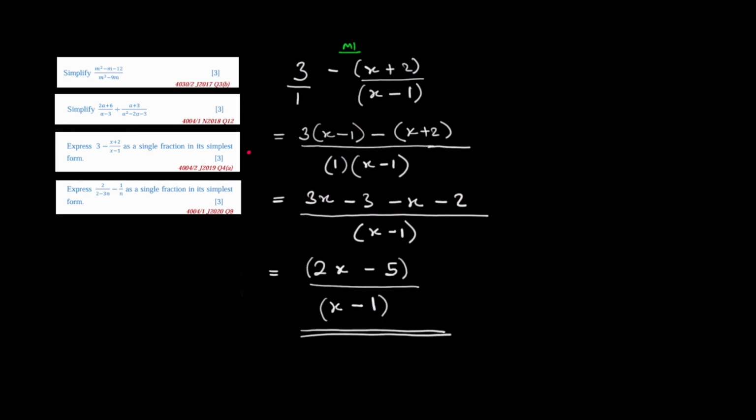So I recommend this first method that we did. It's straightforward. You just convert 3 into a fraction. How do you do it? Say 3 over 1. Then it's 3 over 1 minus (x plus 2) over (x minus 1). But we can talk of a second method.